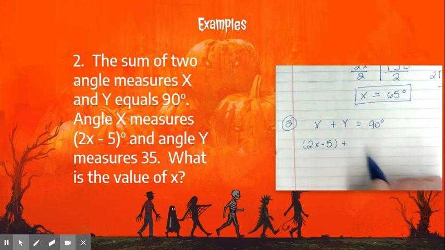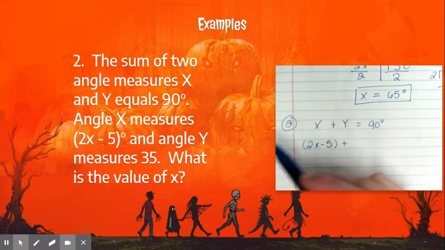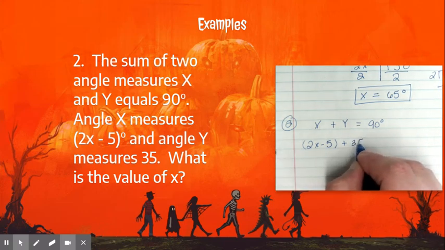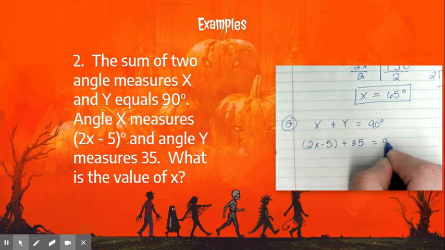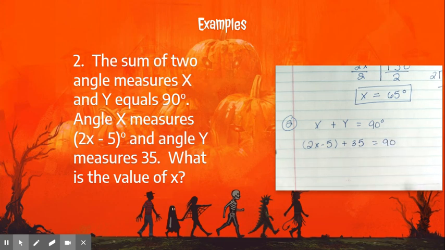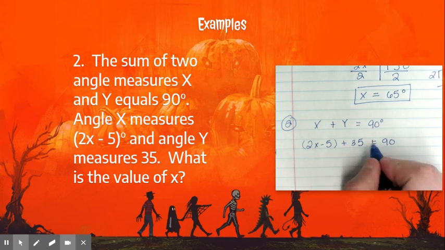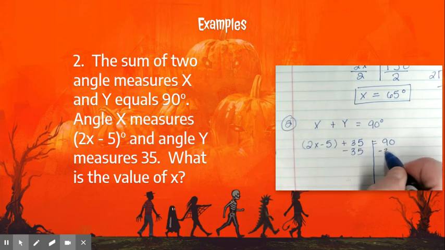And add it to angle y, which is 35 degrees. So 35 degrees, and that's still going to equal 90 degrees. Then we solve it. I want to do minus 35 on both sides. Minus 35, minus 35.